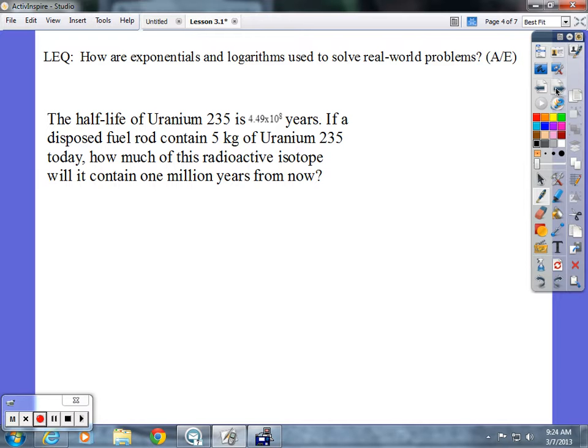So, first things first is to write the equation for this uranium. What we're going to look at here is the initial value. We know some givens. We know the initial value. So y equals a b to the x. So we have some given values.